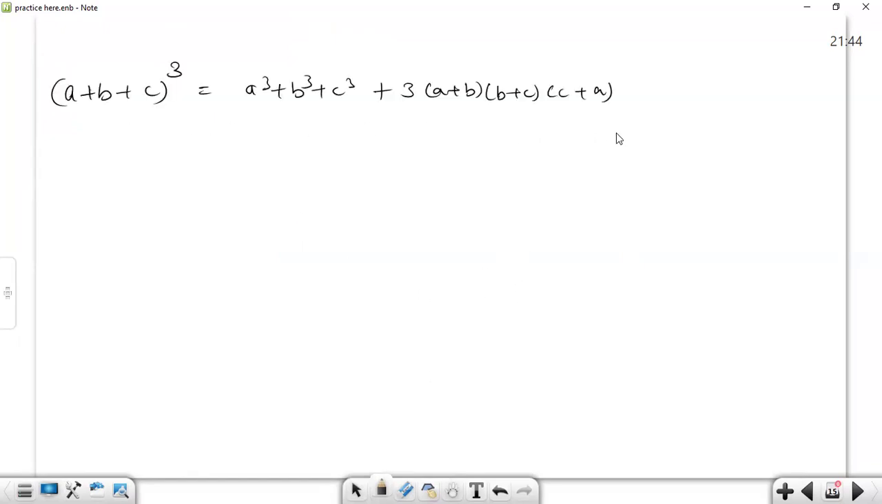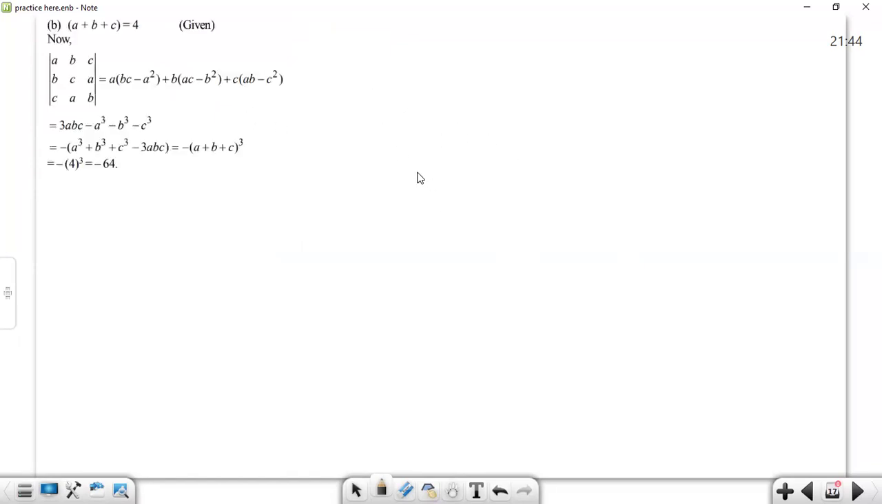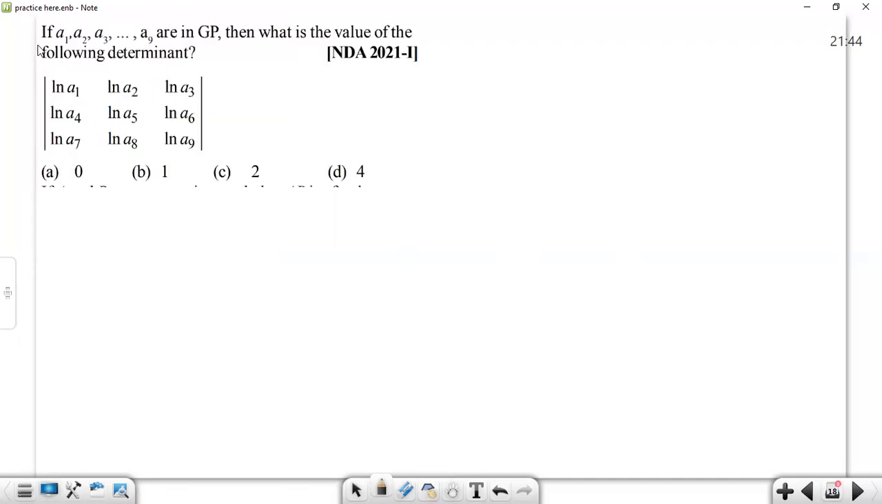Okay, so this is one identity. I don't know why I have written it. Algebraic identity. Here's the question. Anyways, move to the next question.